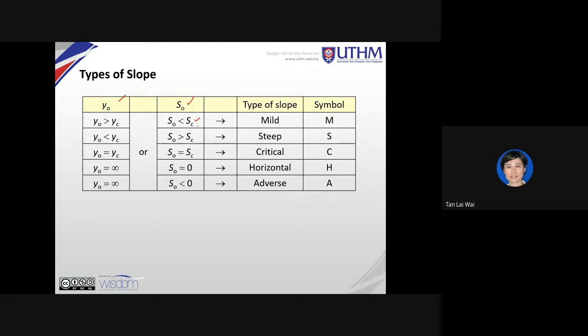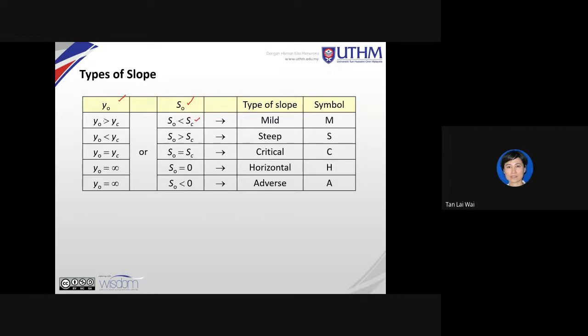What I mean is you are equating the Manning formula with the critical flow formula. So you'll get the formula of SC lah basically. Okay, kita dah belajar macam mana dapatkan formula SC ni.